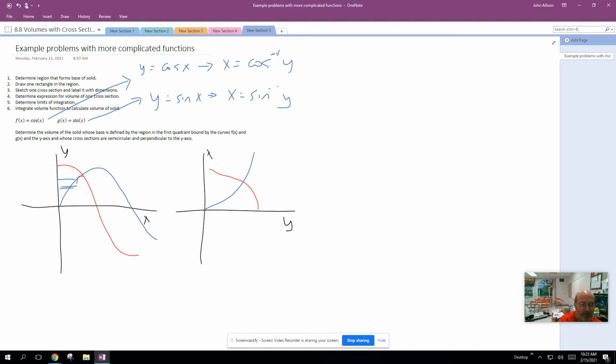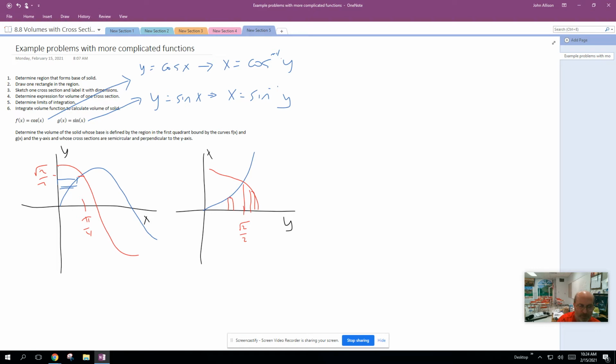We need to understand this intersection occurs when x is equal to pi over 4. So that's when the cosine and the sine are both the square root of 2 over 2. So the y value at the intersection is going to be the square root of 2 over 2. And that's going to be important because we're going to need 2 rectangles and 2 integrals this time. We're going to need rectangles in this section to the left and another one in this section to the right.